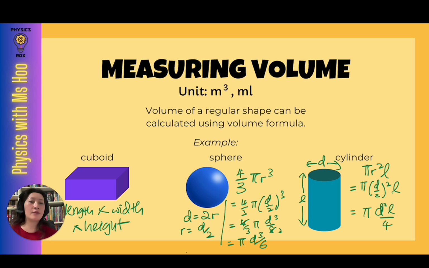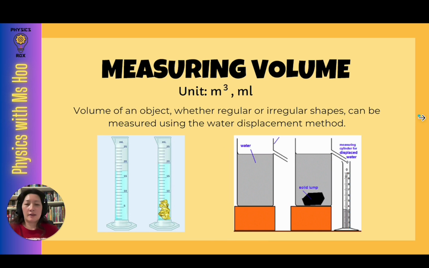However, when it comes to the practical aspects of physics, we may not necessarily want to always have to calculate the volume, but rather we want to measure the volume. So whether you have a regular or irregular shape, you can measure the volume by using the water displacement method. This is based on a discovery by Archimedes, who discovered that an object will always displace the volume of water that's equal to its own volume.